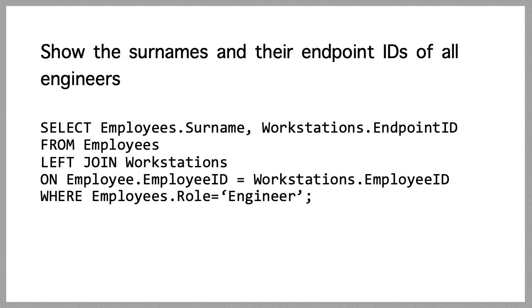To be honest, both of these tables are full. There are no unmatched values. They will always perfectly match. So we wouldn't get any null values anyway, but just to be diligent, we're using the left join. So we join the workstations on the employee ID field, obviously, because this is the one that we are always joining on, the common field, where the role is equal to engineer. Let's look at another example.